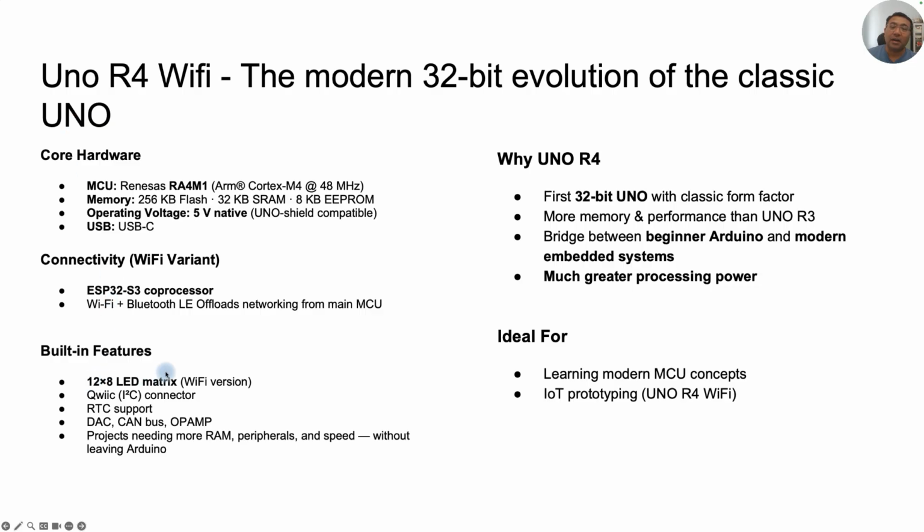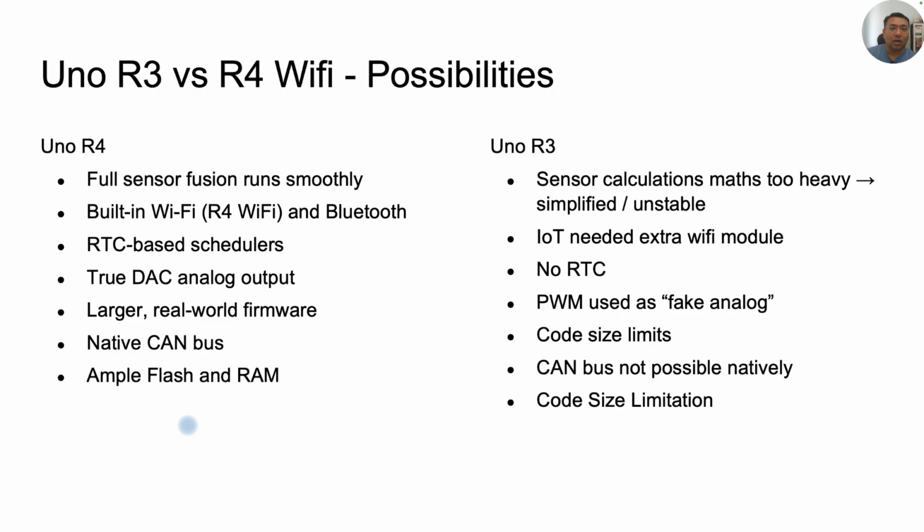As I said, there is a 12x8 LED matrix as well. You have got a Qwiic I2C connector. It has got an onboard real-time clock. It has got an onboard digital to analog converter, which was not there before. Onboard CAN bus, which was not there before, and it has also got its own operational amplifier, which we never had before. So this is all Arduino UNO R4. This is all about Arduino UNO R4. What are the possibilities? They're endless. It's just a way too big upgrade over the classic Arduino UNO R3 board.